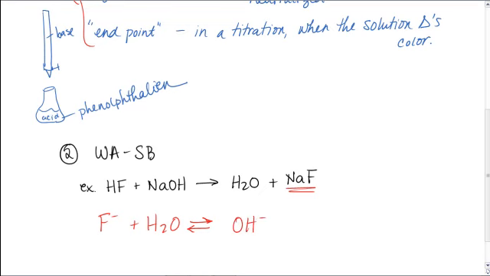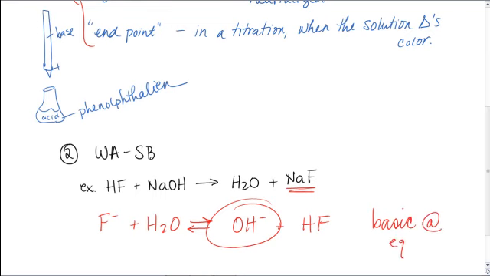OH minus and HF. And so as a result, this kind of acid-base reaction is actually basic at the equivalence point. And so its pH would be greater than 7 when you hit the equivalence point. When you've completely reacted all the acid and base together, it actually will be a basic solution.